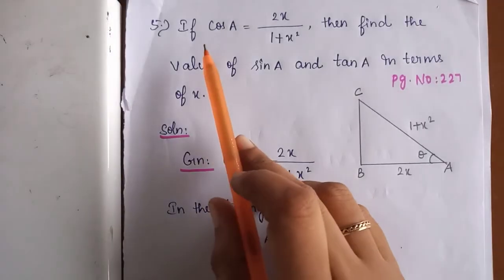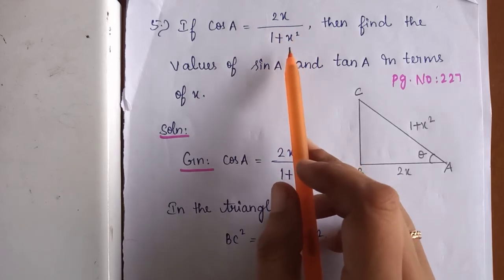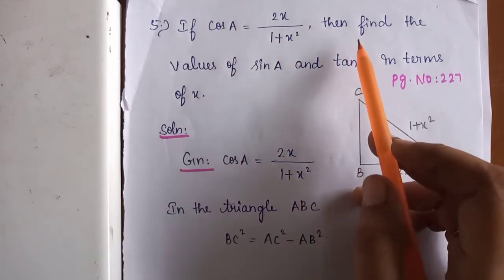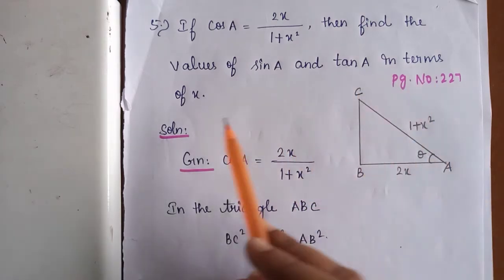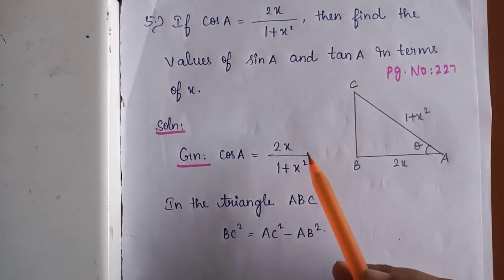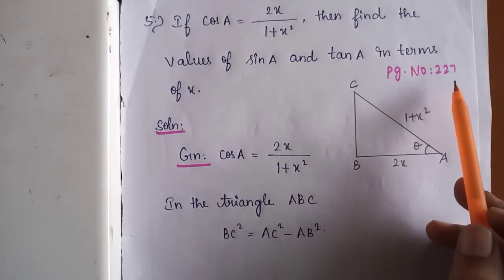Problem number 5 in exercise 6.1. If cos A is equal to 2x divided by 1 plus x square, then find the values of sin A and tan A in terms of x. So this is a given figure. The problem belongs to page number 227.